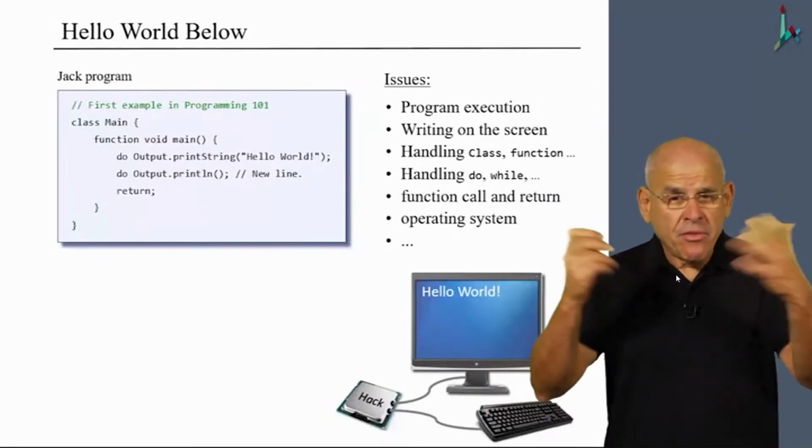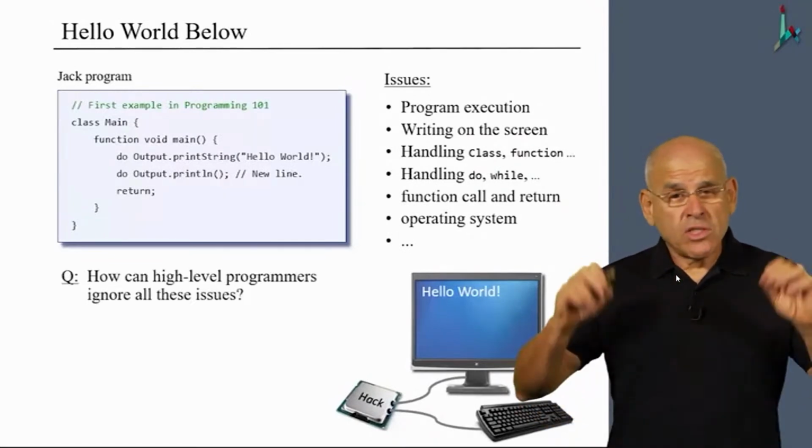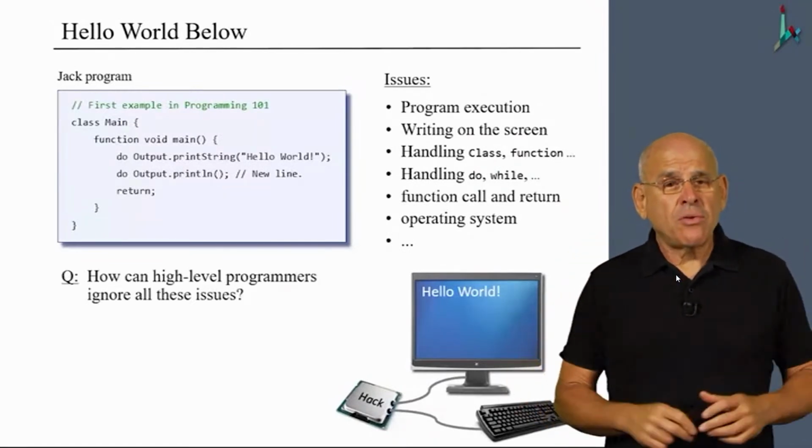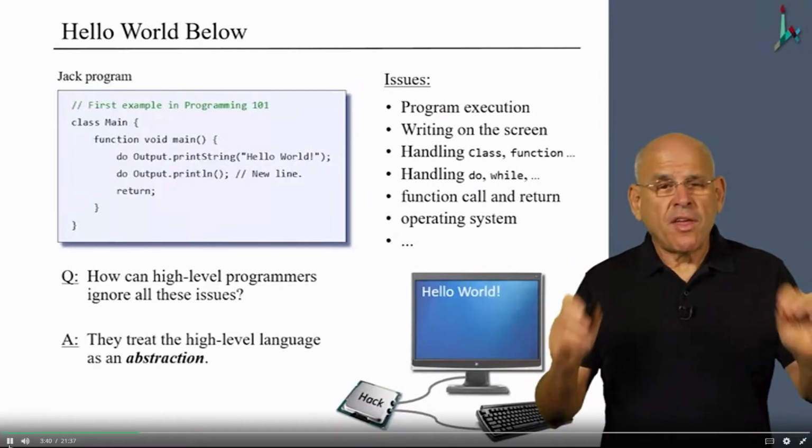You know, all these issues and hundreds of similar other questions are extremely interesting and important, and yet high-level programmers don't stop for a minute to think about them. Why are they allowed to act in such a state of bliss of ignorance? Well, the answer is that high-level programmers think about their high-level language as an abstraction.